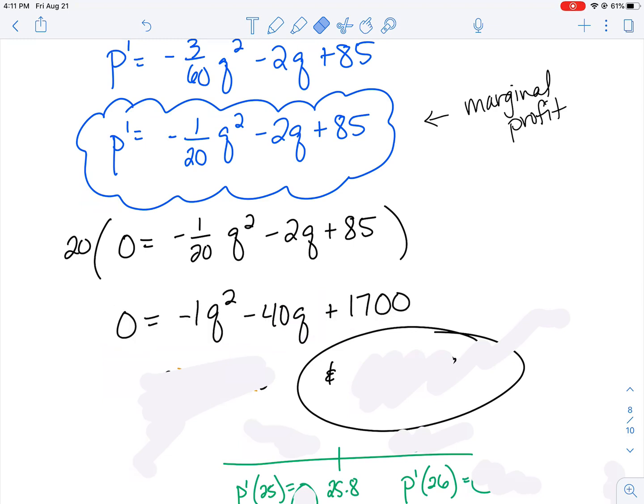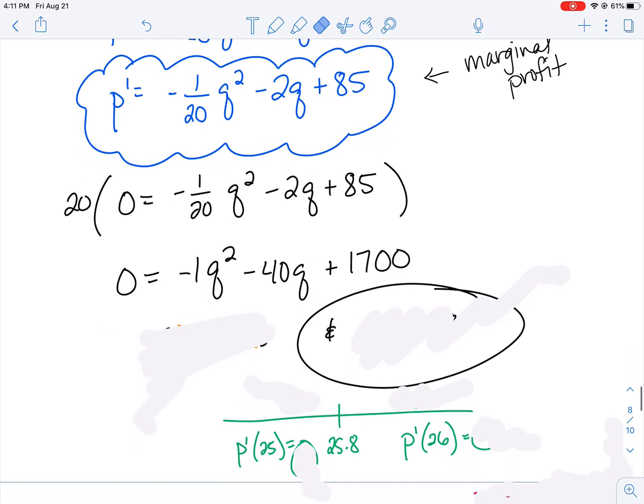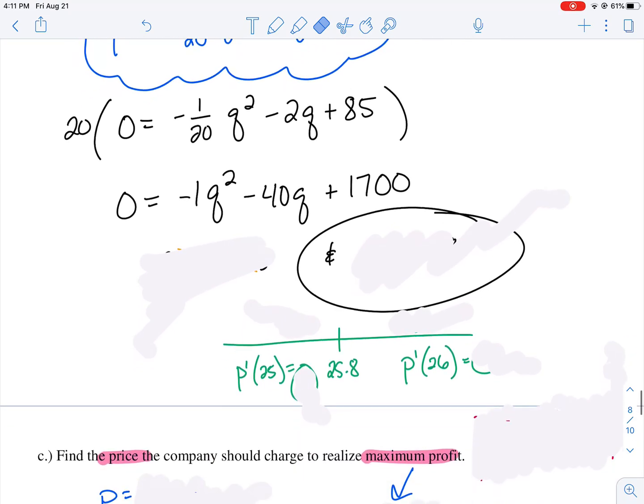When I multiply every single term by 20, 20 times 0 is 0. 20 times negative 1 over 20 is negative 1. 20 times negative 2 is negative 40. And 20 times 85 is 1700. That might be a little bit better, but we still have to solve this quadratic equation. You can try to factor it, but I'm not sure that it does factor.